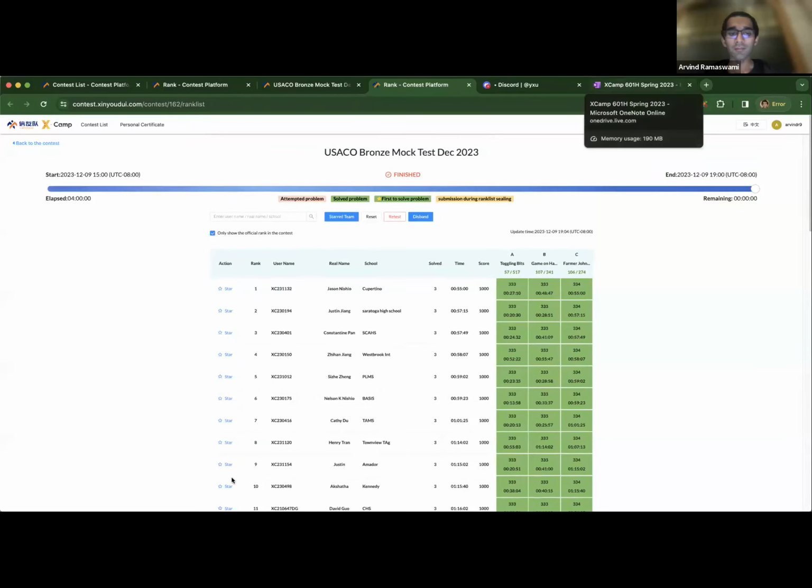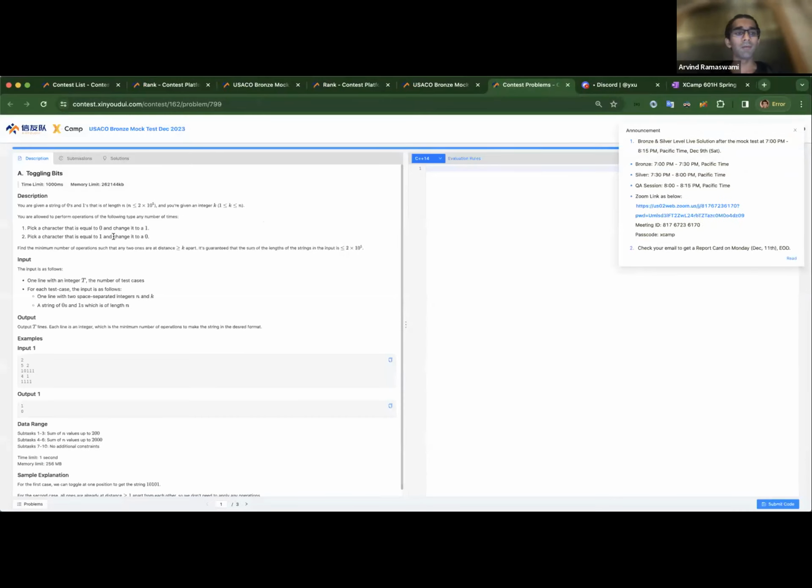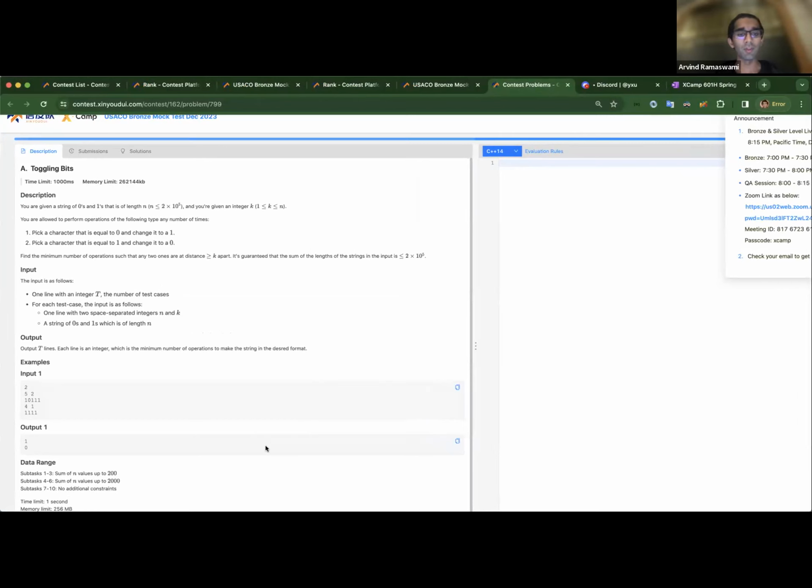So yeah, I'll explain the problems. So the first problem, wait, let me open it. I think this was probably the hardest problem in the contest. So you're given a string of zeros and ones, and you're given an integer k, and you're allowed to perform operations of the following type any number of times.